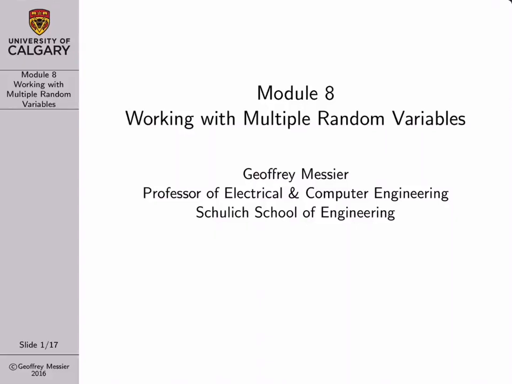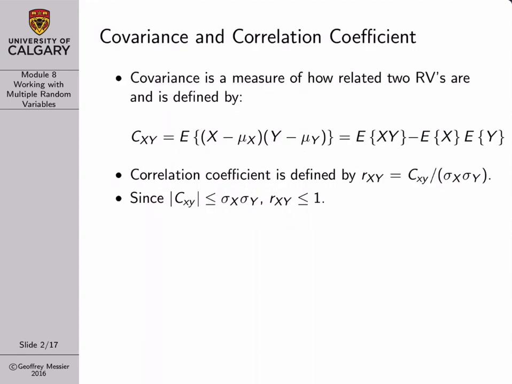I'm a professor of electrical and computer engineering in the Schulich School of Engineering, and this is Module 8, working with multiple random variables. So in this module, we're going to discuss a whole range of topics that are related to working with jointly distributed random variables, multiple random variables. And the first thing I want to talk about is the concept of covariance and correlation coefficient.